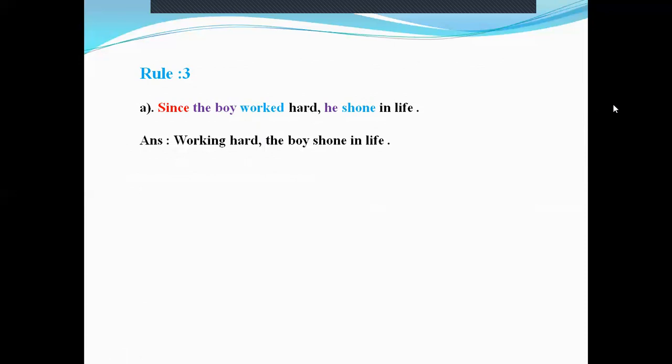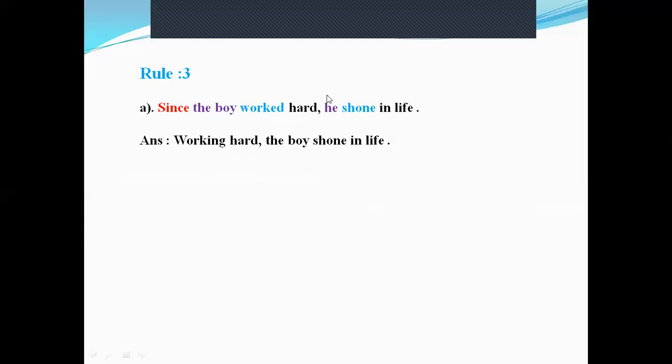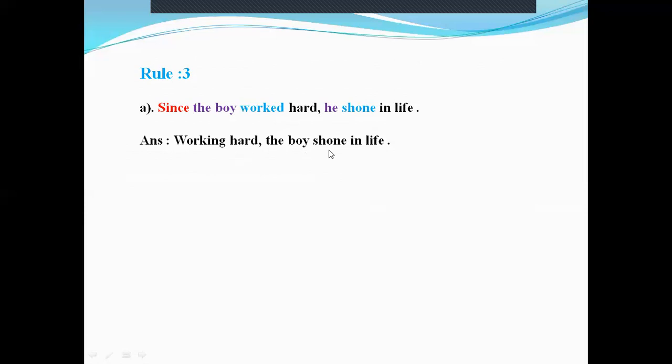I repeat it. If there is since in a complex sentence and the subjects of both clauses are the same and there is a main verb in both of the clauses, then omit since at first, then use ing with the main verb, then the rest part of the subordinate clause, and use the subject instead of the pronoun. Okay, then the answer will be working hard, the boy shone in life.